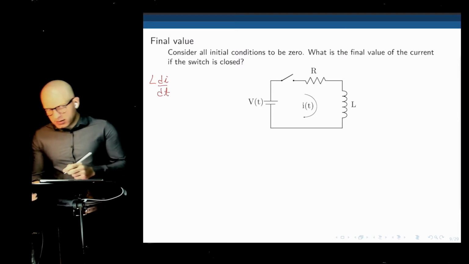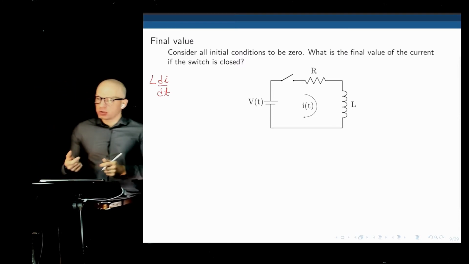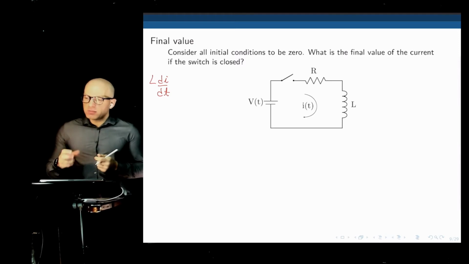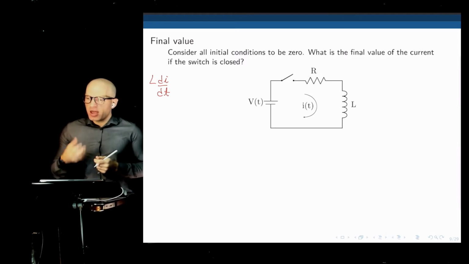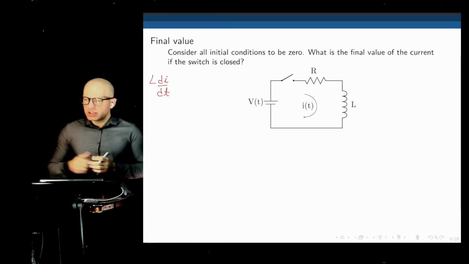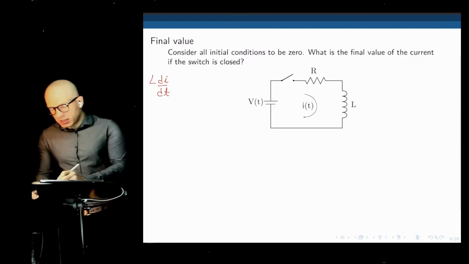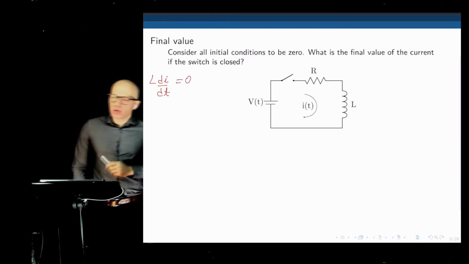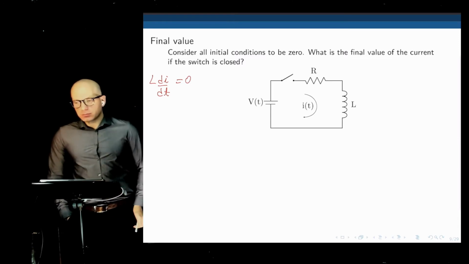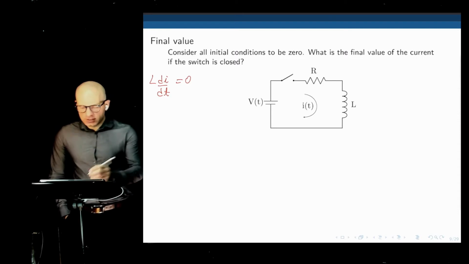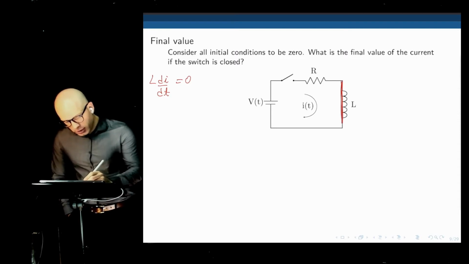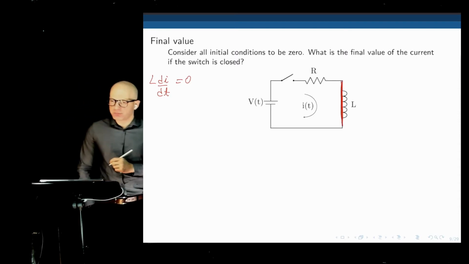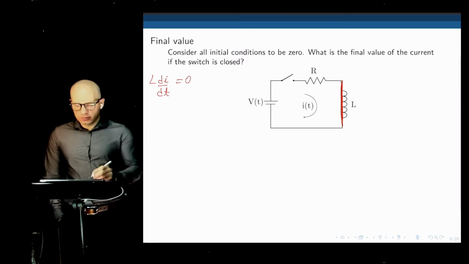It says that for a voltage to exist across the inductor, there must be a changing current. If the voltage we apply to the system is DC, what is di dt? 0, which means that there will be no voltage drop across the inductor. The only voltage drop will occur across the resistor. So what is the final current value? Basically the inductor becomes a short circuit in DC. What is the current? V over R.